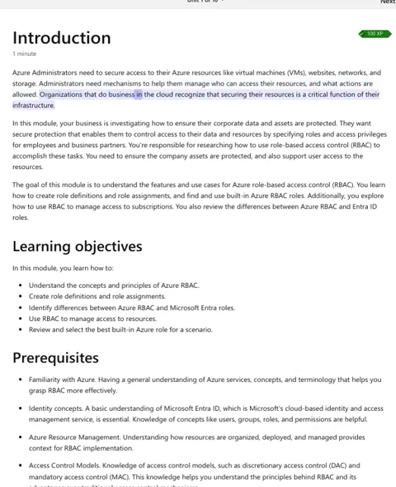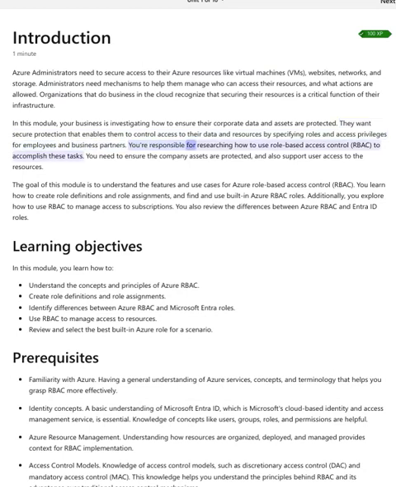Organizations that do business in the cloud recognize that securing their resources is a critical function of their infrastructure. In this module, your business is investigating how to ensure their corporate data and assets are protected. They want secure protection that enables them to control access to their data and resources by specifying roles and access privileges for employees and business partners.